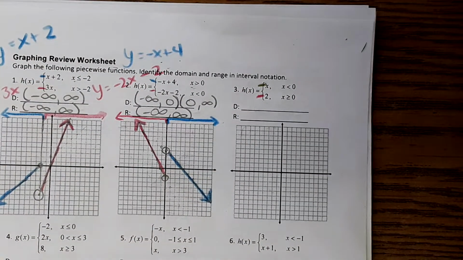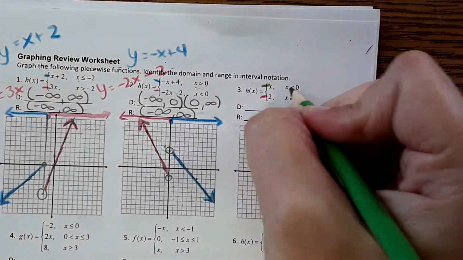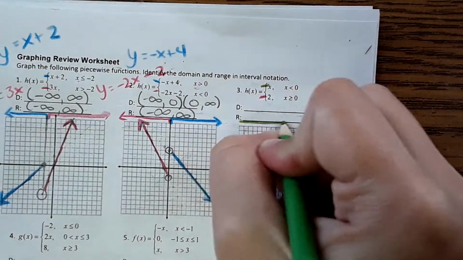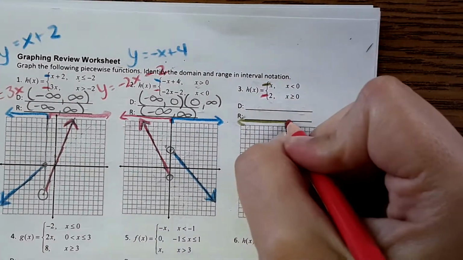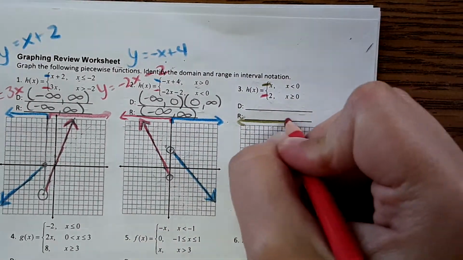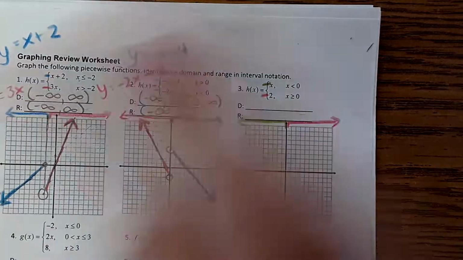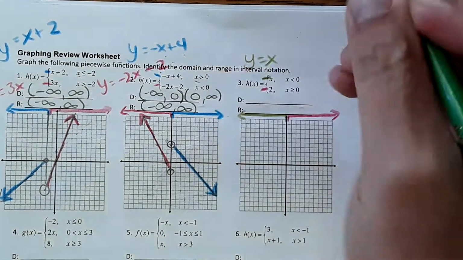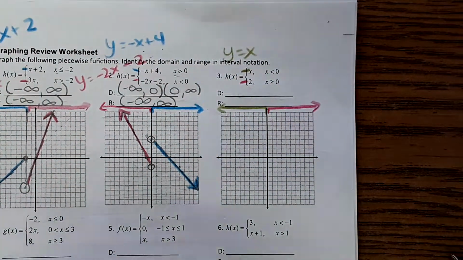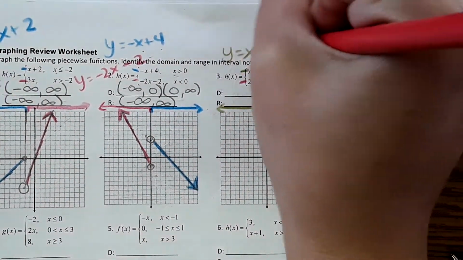Okay. Green, x is less than 0, so it'd be this way. So green is on top, right? Yeah, I'm doing green on top. And then red, x is greater than 0, so everything this way. Y equals x for green. And y equals 2 for red.